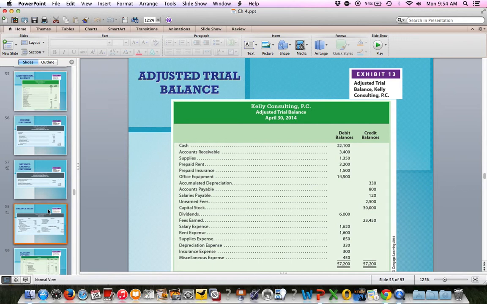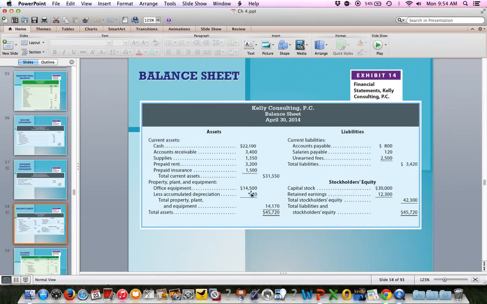So let's go back down there. 14,500 minus 330. I get down to the book value of my property, plant, and equipment, cost minus depreciation taken, to get down to 14,170. Add those two together, I get 45,720.